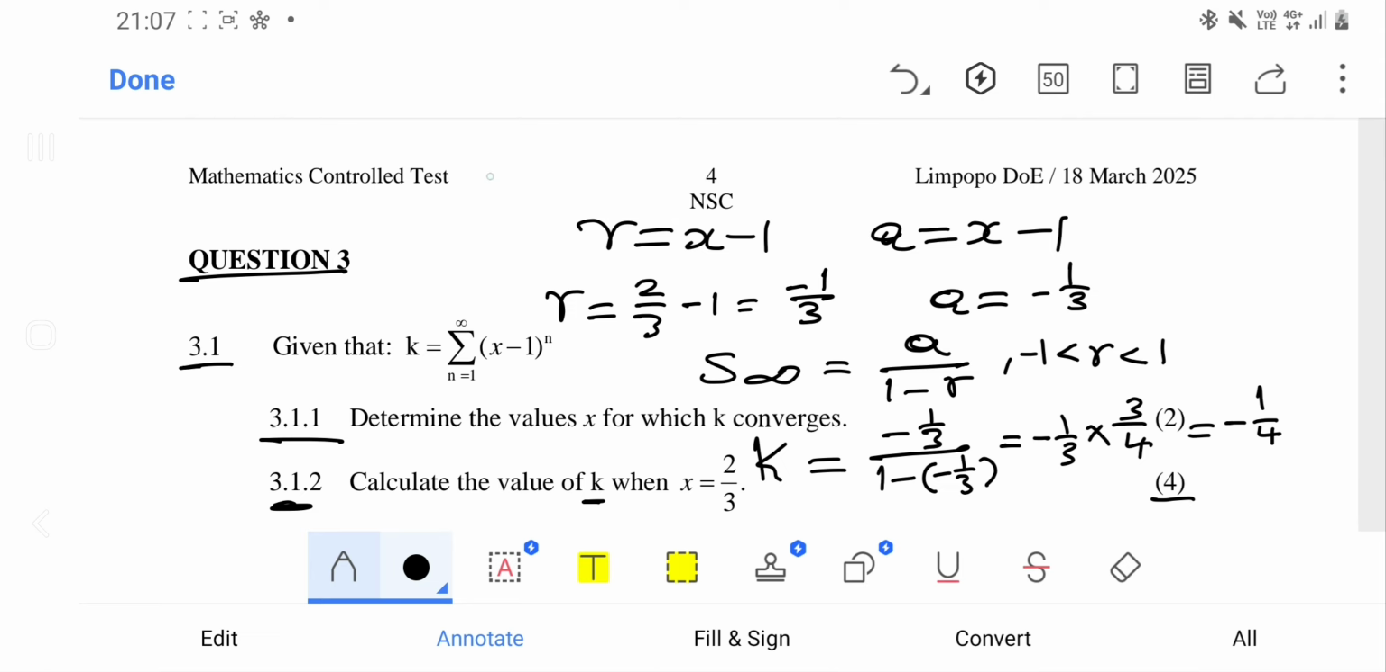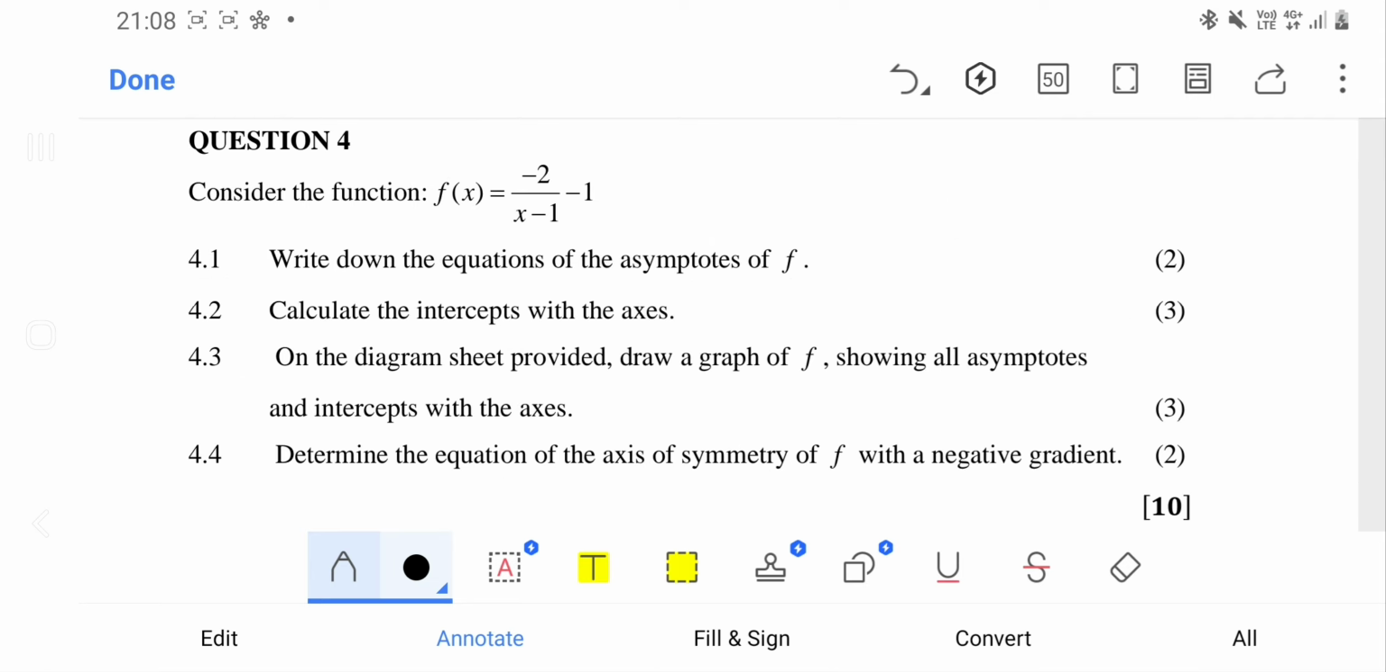Now let's continue. Question 4. Consider the function f of x is equal to -2 divided by x minus 1, minus 1. 4.1, write down the equations of the asymptotes of f. So function f is a hyperbola function because x is part of the denominator, right? So the minute x is in our denominator, it means we are dealing with a hyperbola function.